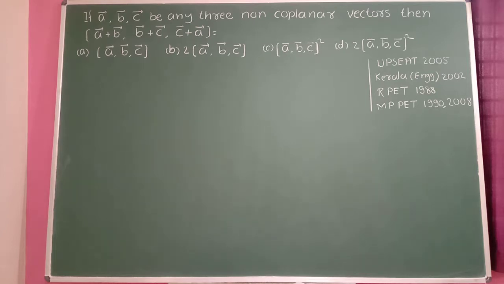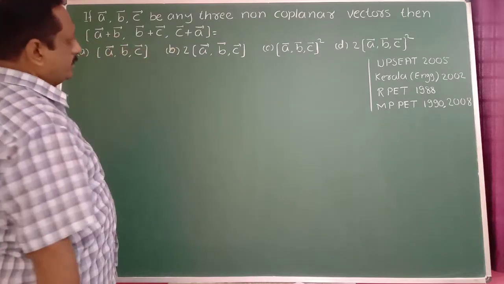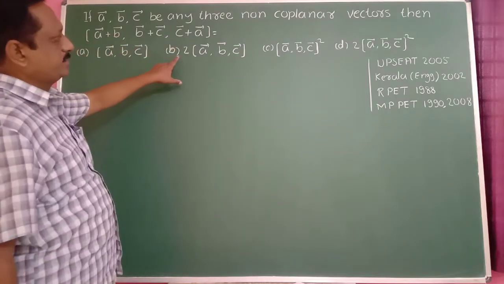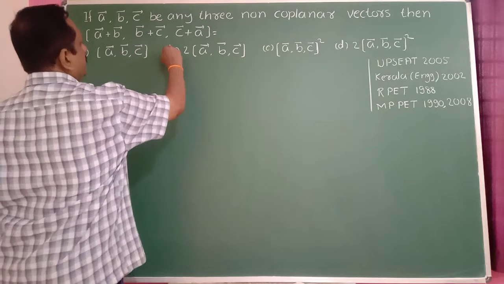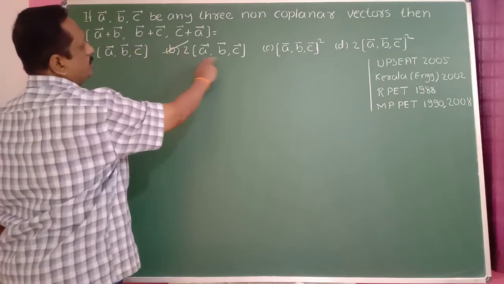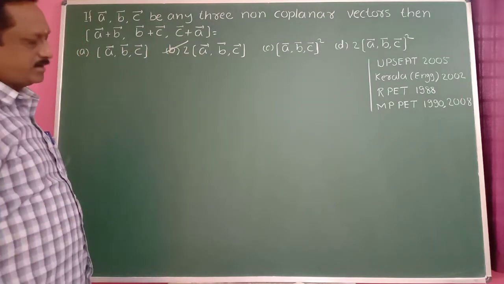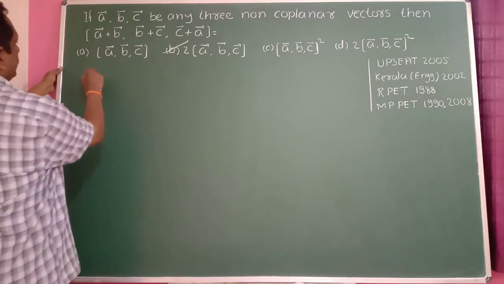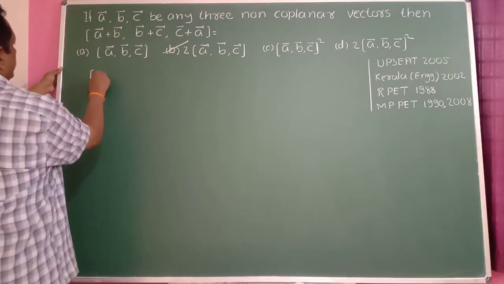If a bar, b bar, c bar are any three non-coplanar vectors, then what is the scalar triple product equal to? Actually this is a standard result. The second option is correct, this is equal to 2 times this one. This is a standard result, remember it, even though I am explaining how we can derive it.